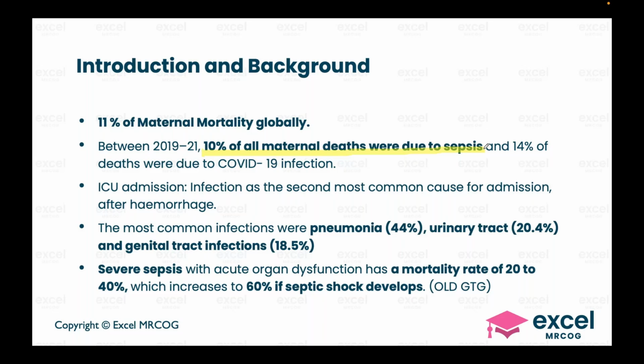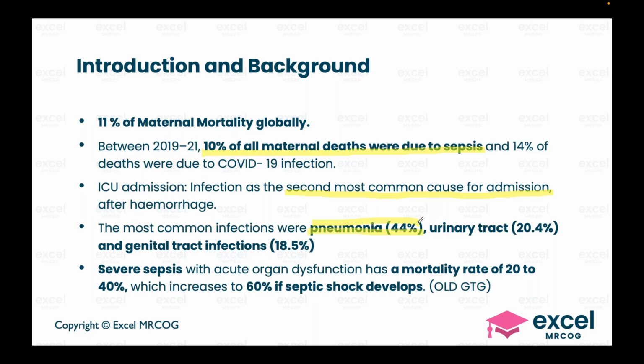Now, remember, as per the latest guideline, this is the second most common cause of admission to ICU. The first most common cause is hemorrhage. The second most common cause is sepsis. And contrary to the older guideline, the most common infection now is pneumonia. Earlier, it was urinary tract infection, and this may be because of COVID-19 infection in the recent past, but the most common infection is pneumonia. 44% of all sepsis patients had pneumonia as an underlying cause, right?